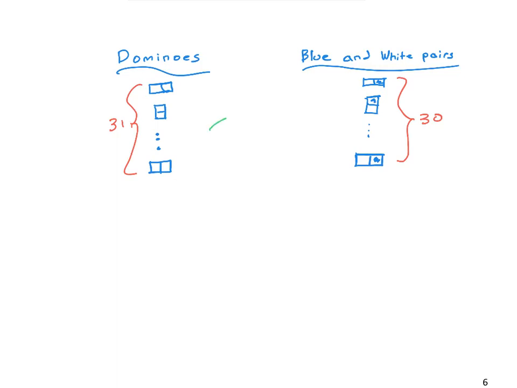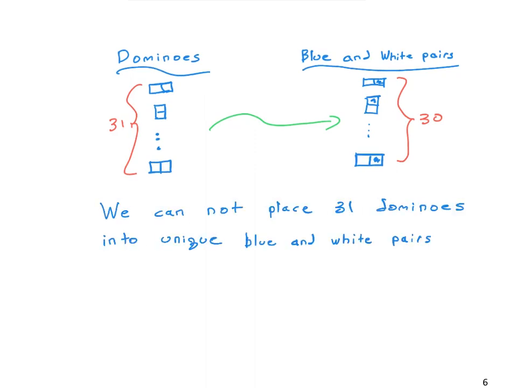So when these dominoes fly into those blue and white pairs, as we have to do when we're tiling with dominoes, the dominoes cannot be uniquely distributed in 31 blue and white pairs. So therefore, there's no way to do this tiling. So our answer to this problem is no. They asked us, can we do the tiling? The answer is no.